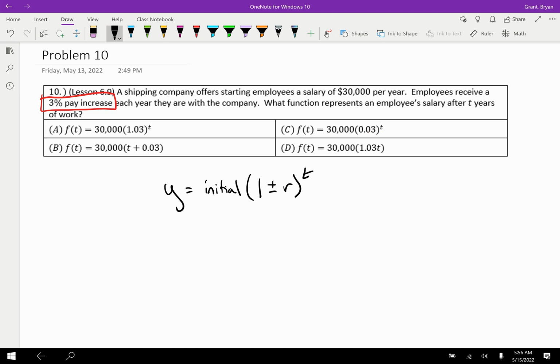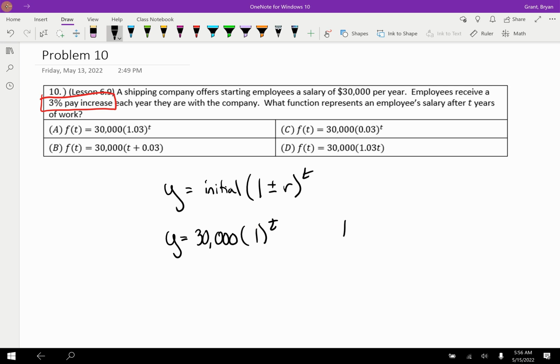So we should probably break this down. The initial value makes a bunch of sense. It means start at $30,000, right? But then this 1 plus or minus r thing, what this is telling us is that if this was just a 1 right here, then every year you wouldn't get a raise, but you wouldn't lose money. You would keep $30,000 times 1, and anything times 1 is itself.